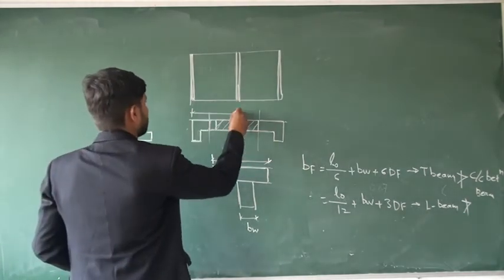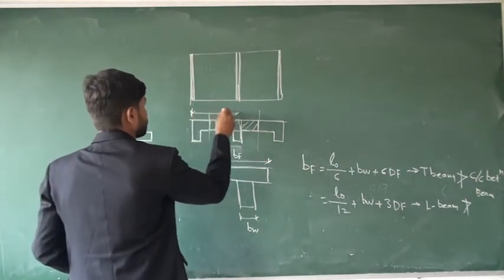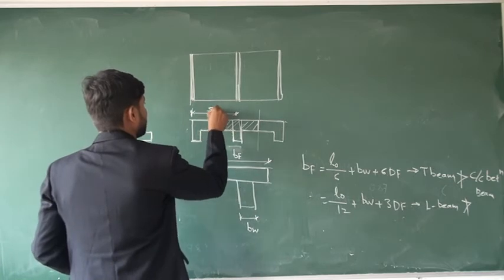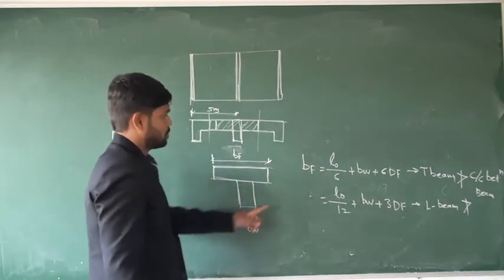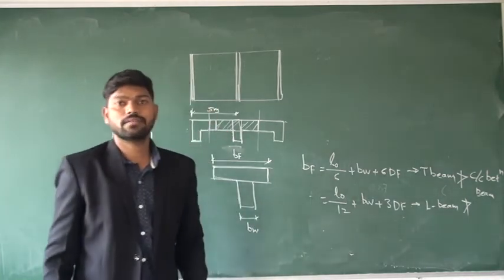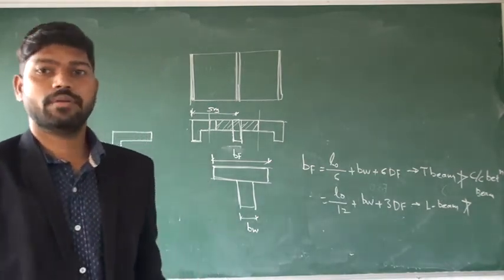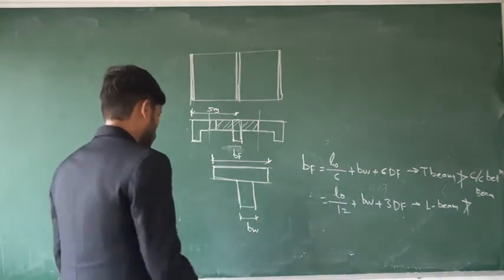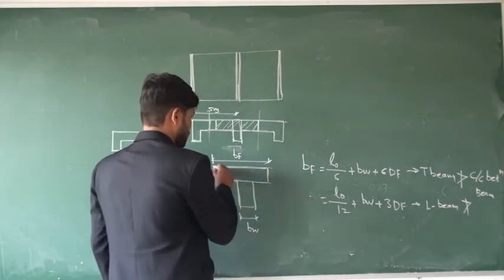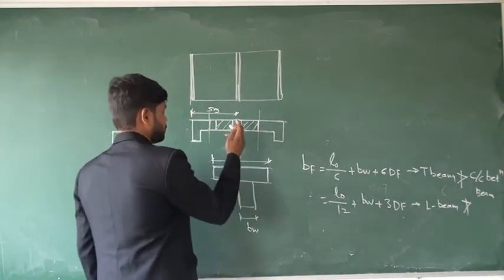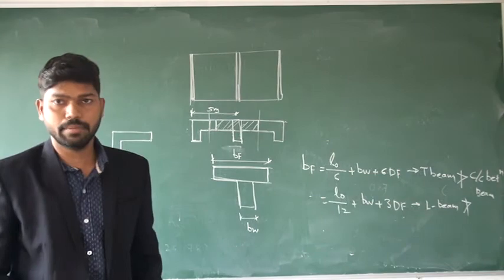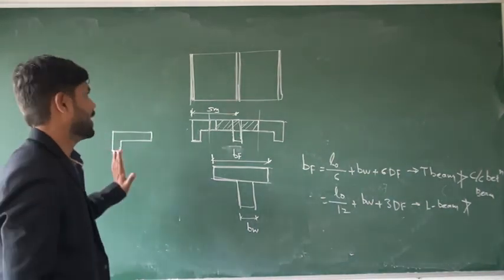Suppose the center to center distance between beams is, let us say, 5 meters, then this BF should not be more than 5 meters. It should be less than 5 meters. So this is how you can calculate BF for the T-beam and for the L-beam.